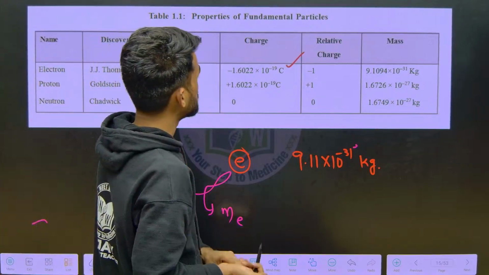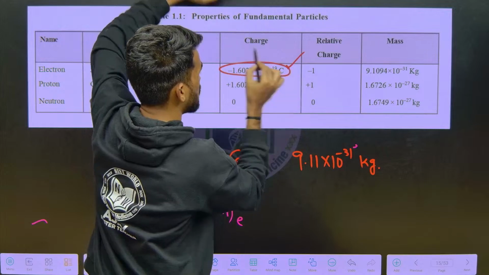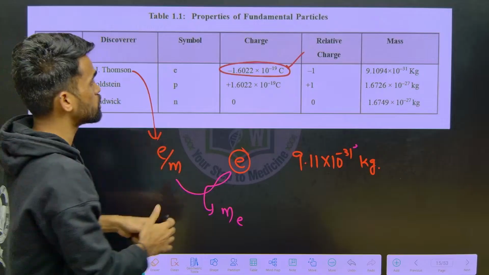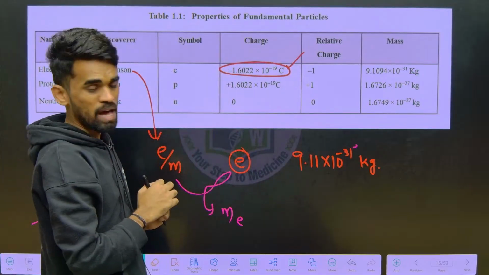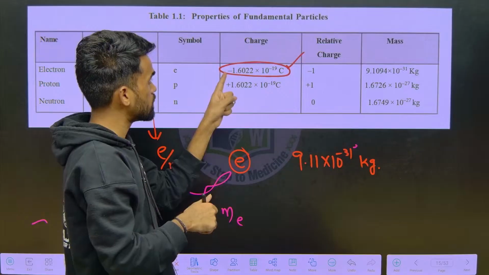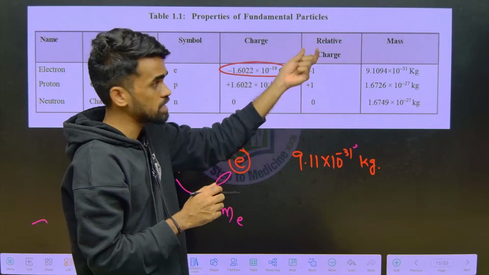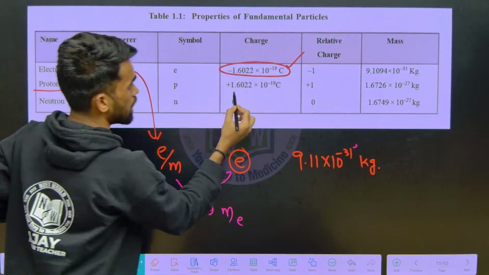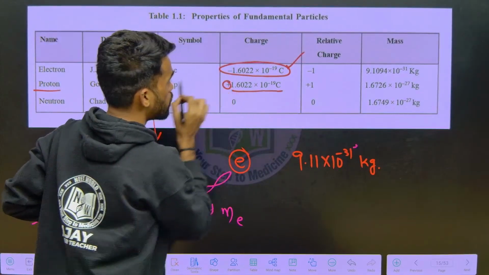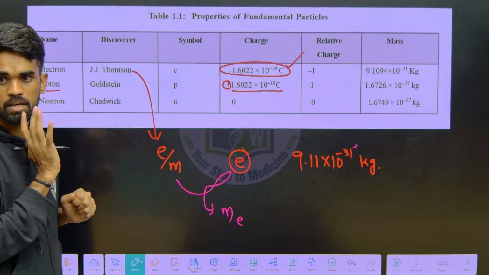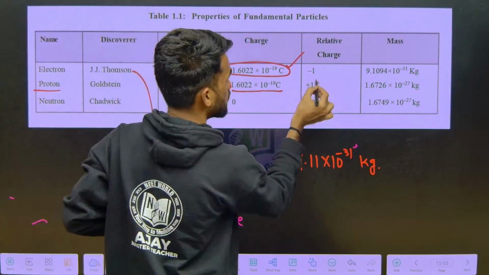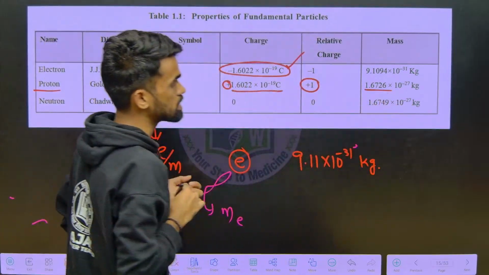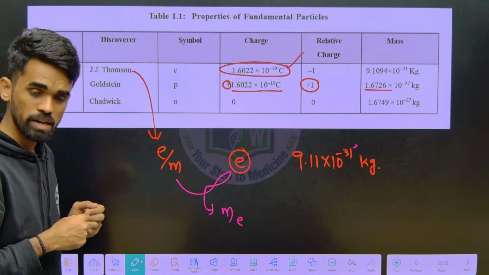If I consider this as the absolute charge, you should take it like this if they ask for absolute charge. If they ask for relative charge, this complete value is considered as 1, and since the negative sign is there, we put it as negative. So now relating to this, what about the proton? The proton has the same charge but with a positive sign, same magnitude but positive. So the relative charge is +1. And what about the mass? 1.67 into 10 power minus 27 kg.